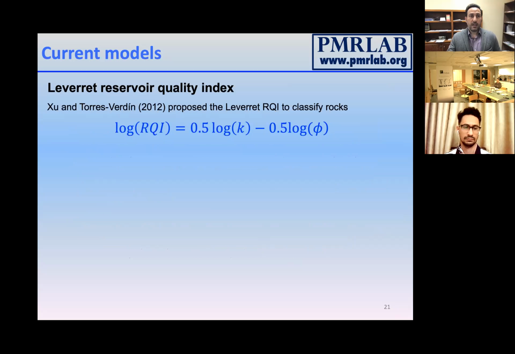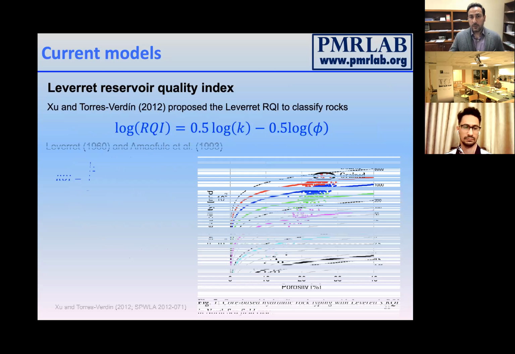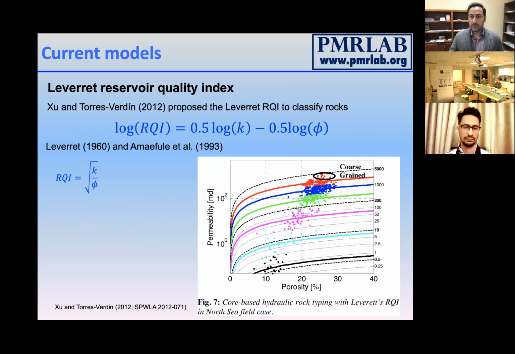The other model that Zhu and Torres-Verdín proposed was based on the Leverett reservoir quality index. So they typically have permeability versus porosity plotted, and they try to have different RQI values to classify rock types. So these are different techniques that have been proposed.